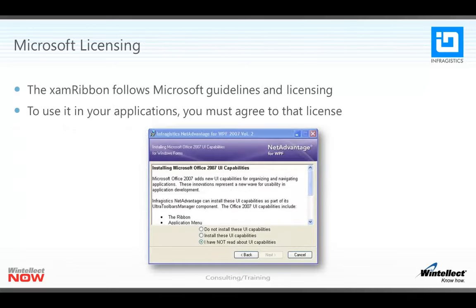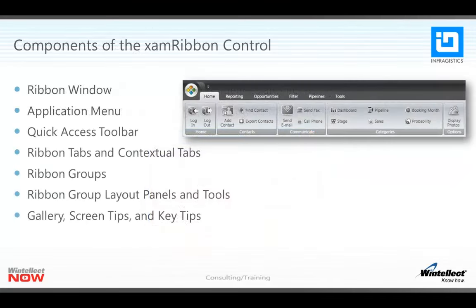In order to make the XAM ribbon control available to users, it must follow Microsoft guidelines in licensing. To use it in your applications, you must agree to that license. The various objects which make up the various pieces of the ribbon interface include the ribbon window, the application menu, the quick access toolbar, ribbon tabs and contextual tabs, ribbon groups, ribbon group layout panels, ribbon tools, the gallery, screen tips, and key tips.